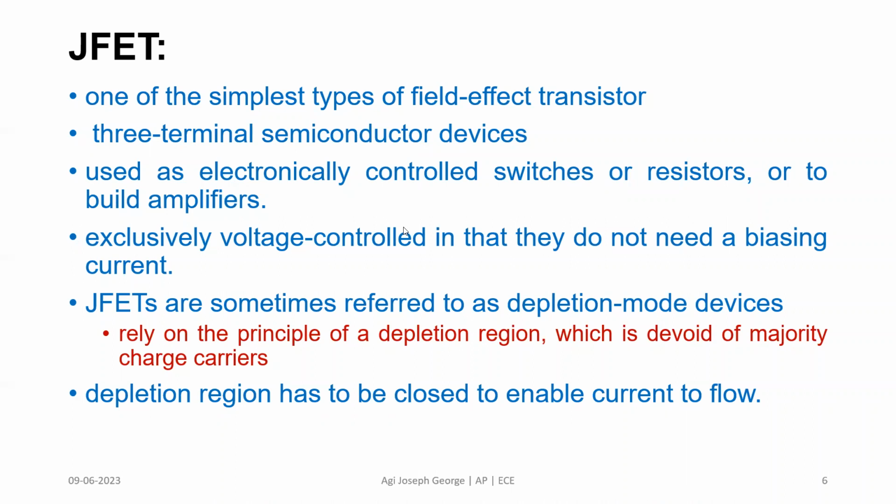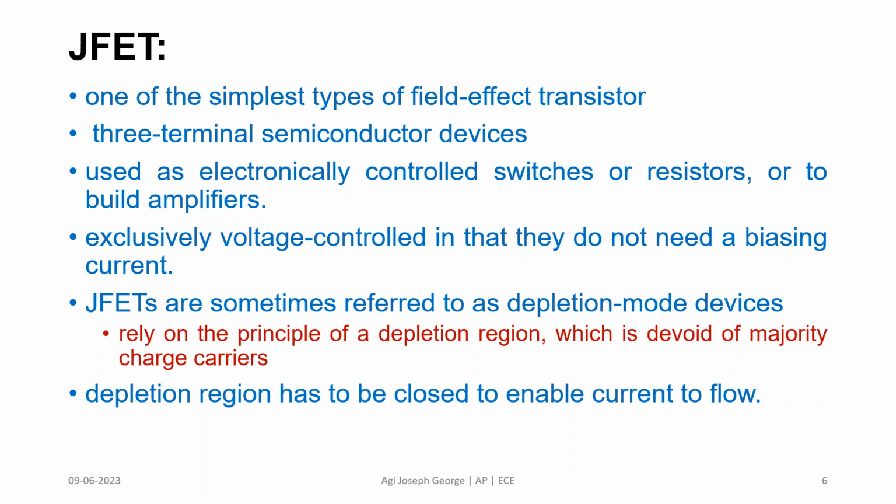Okay, so next we will be discussing JFET. Previously, we discussed BJT, which is known as bipolar junction transistor. Now, JFET is another type of transistor, but this is known as a field effect transistor. Now, what does the word field mean? Field is nothing but voltage. So this is actually a voltage controlled device, in contrast to the BJT, which is a current controlled device.